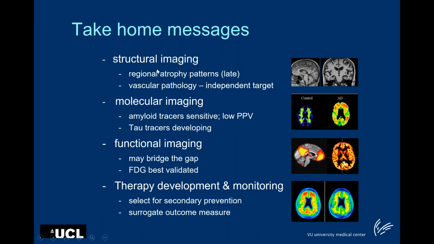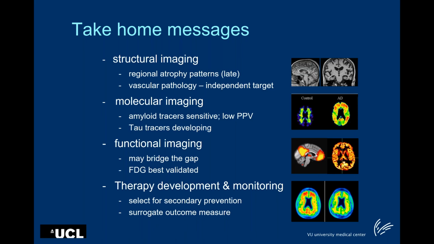Tau tracers are developing, an interesting topic as well. We talked a bit about functional imaging to go between these very early amyloid and the late atrophy patterns in Alzheimer's. FDG is best validated, but of course is invasive because of the radiation. And if you're doing a PET scan, I would be inclined to use that for molecular imaging to show the protein abnormalities, either amyloid or tau, and hopefully ASL or resting fMRI will be further validated to then replace FDG for that particular application.